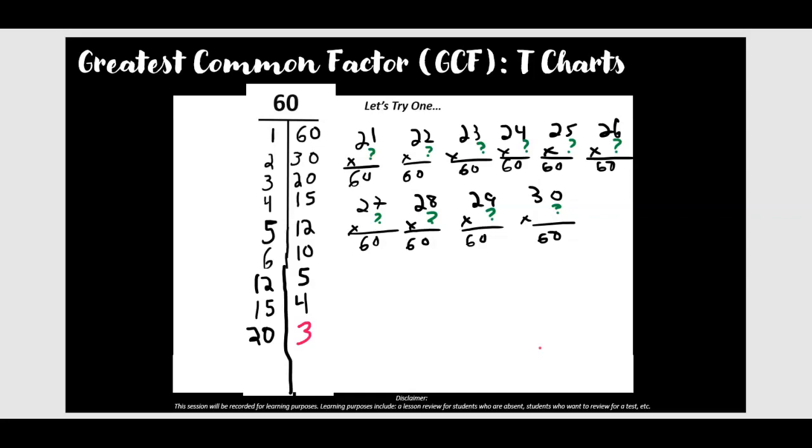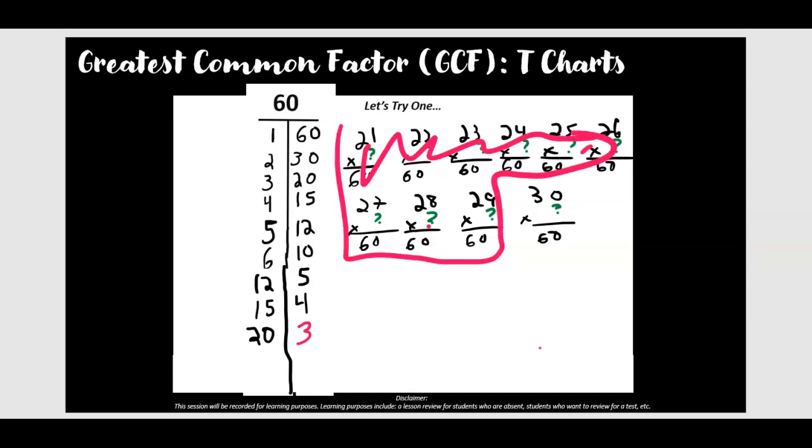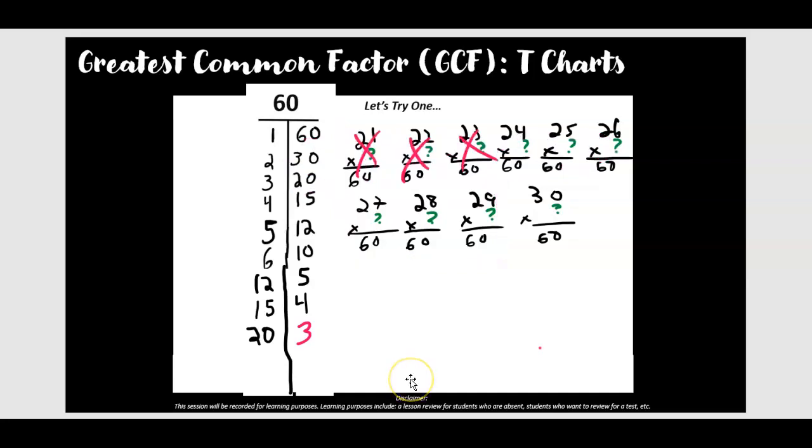See, here we go again. I went and did all this stuff. Well, you think you might have to, but guess what? You don't, because you can see between 20 and 30, none of them are going to work. 21, 22, 23, 24, 25, 26, 27, 28, none of them will work. Nope, not a whole number anyway. But when you get to here, it works.